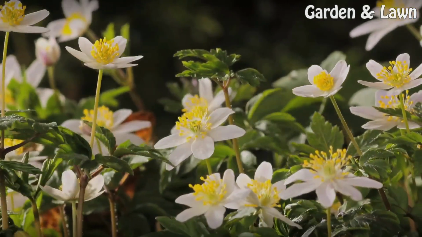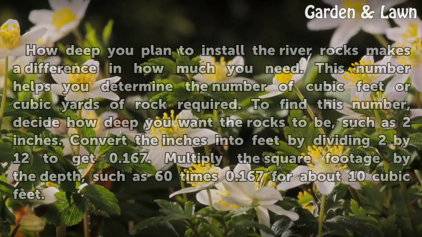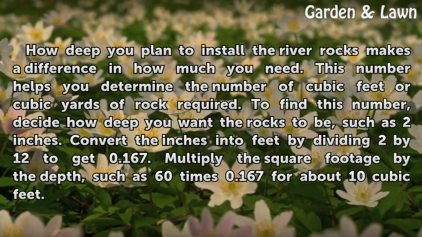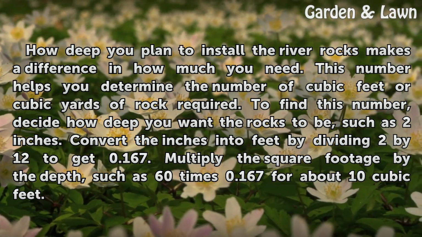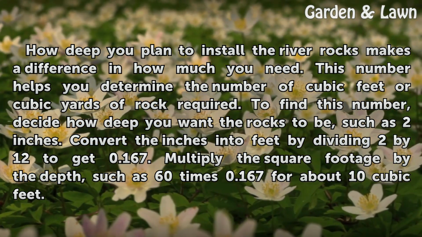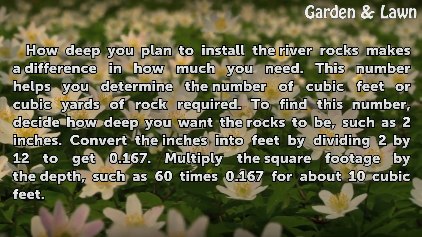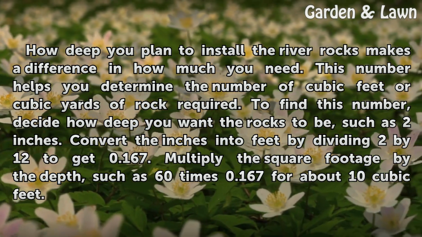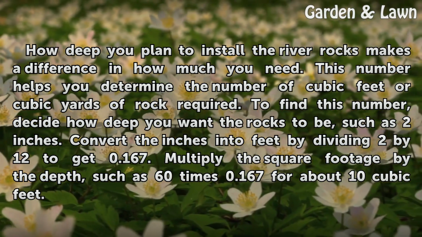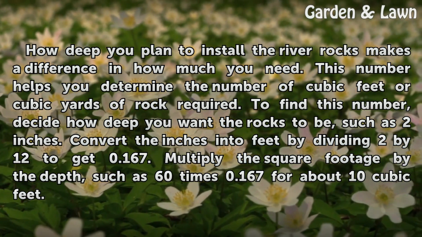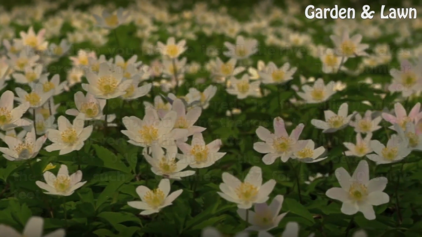Planning the depth. How deep you plan to install the river rocks makes a difference in how much you need. This number helps you determine the number of cubic feet or cubic yards of rock required. To find this number, decide how deep you want the rocks to be, such as 2 inches. Convert the inches into feet by dividing 2 by 12 to get 0.167. Multiply the square footage by the depth, such as 60 times 0.167 for about 10 cubic feet.